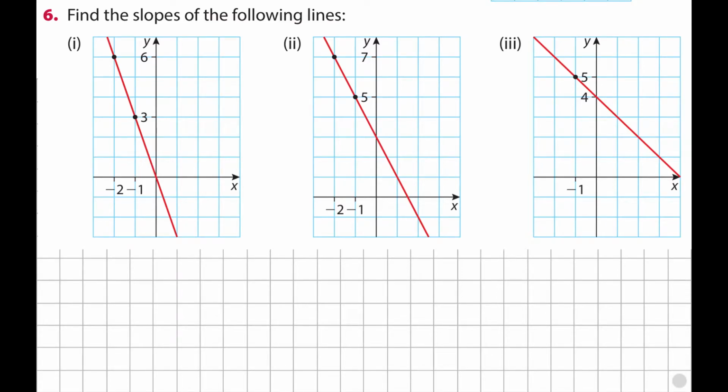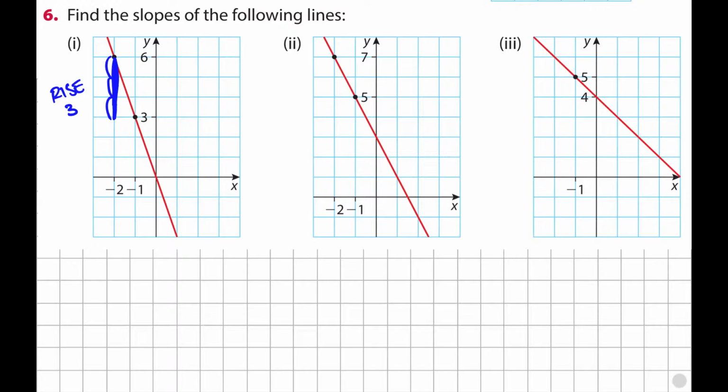Question 6 here says find the slope of these lines. Now, we're able to find the slope by using two different ways. The way I'm going to do first of all is by using the rise over the run. So the rise in this case is 1, 2, 3. So we can see that's rising up there by 3.